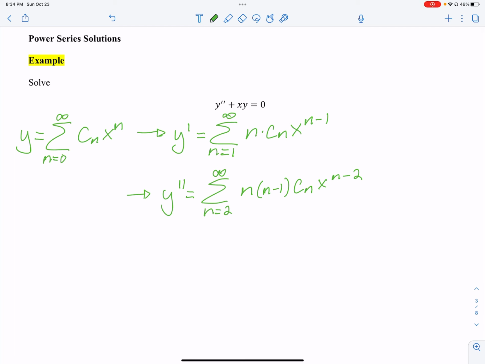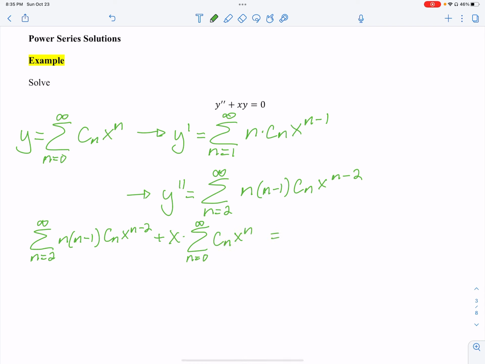Just like our methods in the past for this semester, we are going to take each thing now and plug it in. So I have that first summation from n equals 2 to infinity of n times (n-1) c_n x^(n-2). And then it's going to be plus x times the summation from n equals 0 to infinity of c_n x^n. And we know this DE is going to be equal to 0.